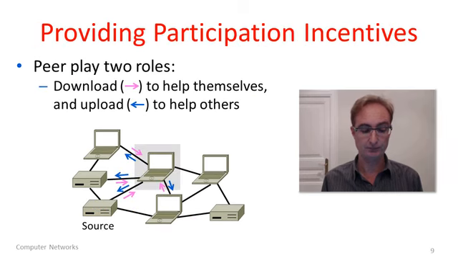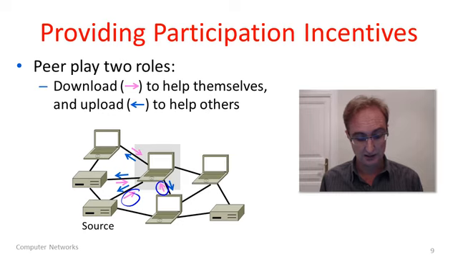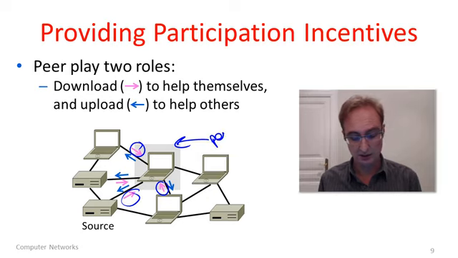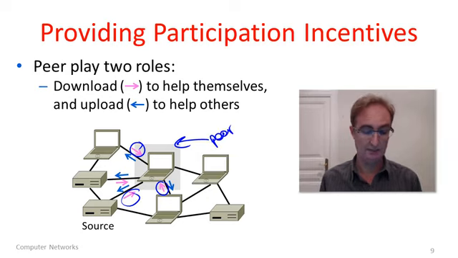In terms of participation incentives, I'll note that the peers here play 2 different roles. The pink arrows here, like these arrows, are downloads to this particular node that's shaded in grey. Let's just call this one the peer that we're interested in looking at. So this is really the node helping itself. It's downloading the content that it wanted all of the time.